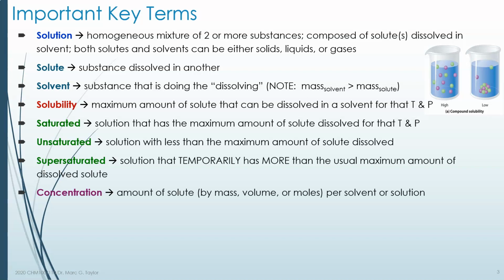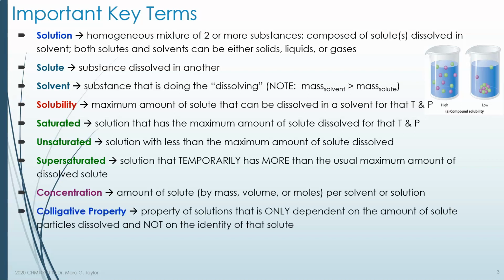Concentration has many, many different units, and a general way to think about concentration is the amount of solute, which can be measured by mass, by volume, or even by moles, relative to the amount of solvent or the total solution. And the solvent or total solution could be measured again by mass or volume or even by moles. So there are many different combinations, and some of these are even turned into percentages. We'll talk about several of these later in this unit.